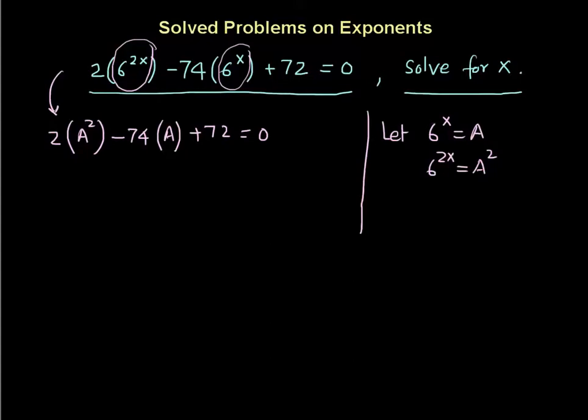I know 2 can be taken out as a common factor here. So let's take 2 out. If I take 2 out here, then within the bracket I have a square minus, this will become 37a, plus, and that will become simply 36, right? And that will be equal to 0. In other words, I can rewrite it as a square minus 37a plus 36 equal to 0, right?